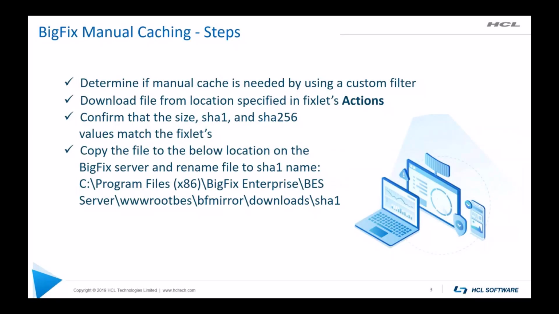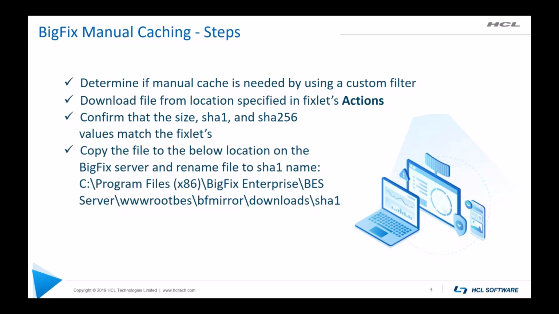Here are the steps that I will be demonstrating for you today on manual caching within BigFix. First, I will need to determine the fixlets that require manual caching using a custom filter. Once I've determined that, I can download the file that I need from the source specified in the fixlet's actions. After I download the file, I will need to confirm the size, the SHA-1 and the SHA-256 values to ensure that they match up to what's in the fixlet.